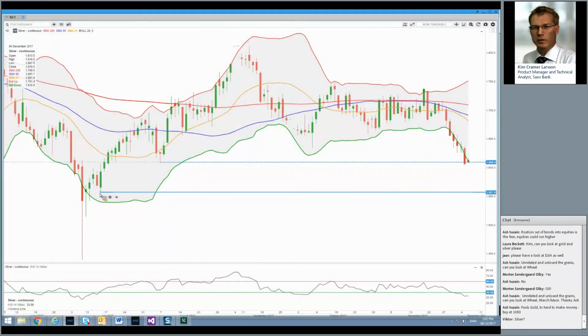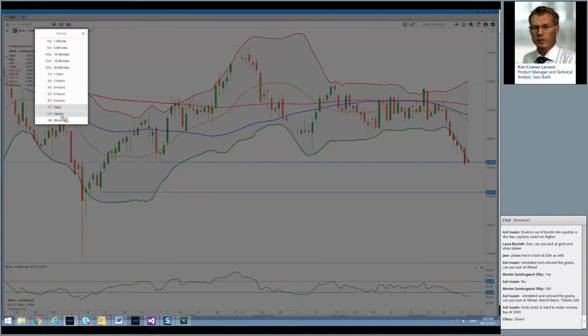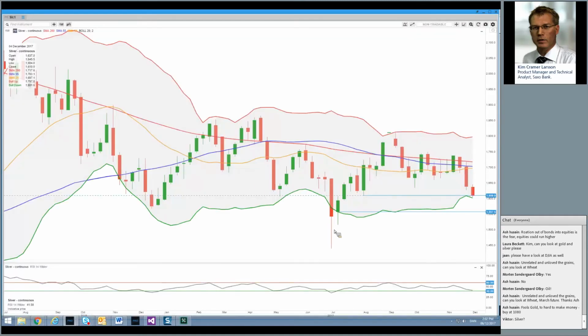I could easily see silver drop to below 1600. Maybe there's some interest around 1600 just because it's around now, but 1550 by the rest of the year is not out of the question. To be honest, everything is pointing to lower levels. Same on the weekly chart. So silver doesn't seem to be a commodity where people want to be in.